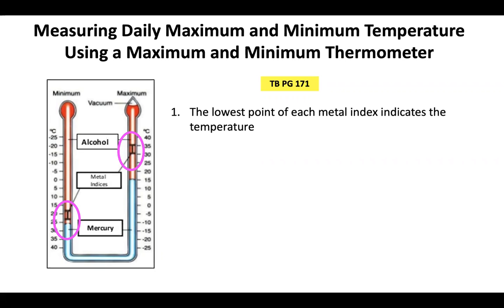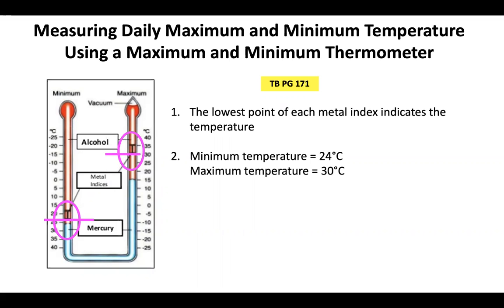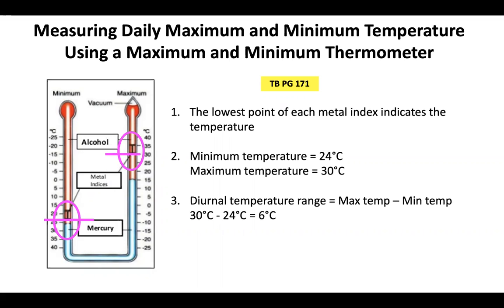So, on the minimum thermometer, the lowest point of the metal index indicates about 24 degrees Celsius. And on the maximum thermometer, the lowest point of the metal index indicates about 30 degrees Celsius. So the maximum temperature for the day is 30 degrees Celsius, and the minimum temperature for this day is 24 degrees Celsius. With this, we can then calculate the diurnal temperature range, which is the maximum temperature minus the minimum temperature. So 30 degrees minus 24 degrees Celsius, that gives us 6 degrees Celsius.